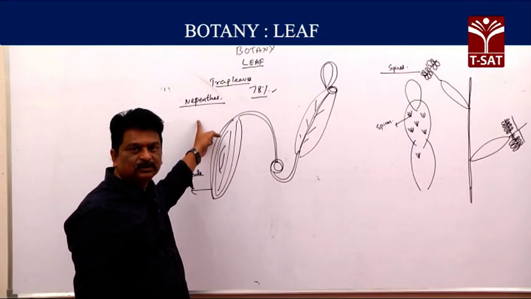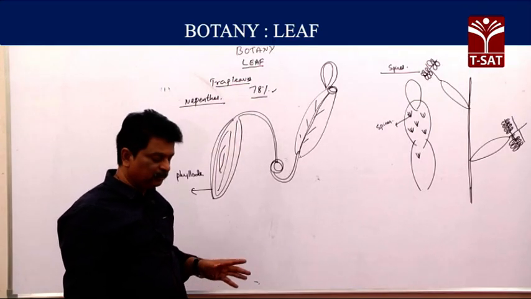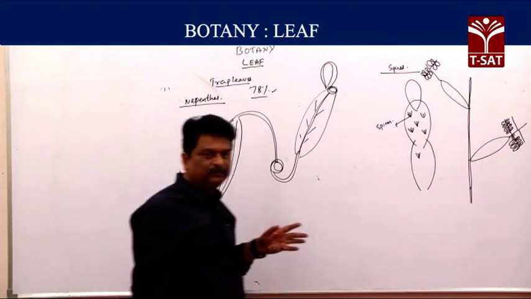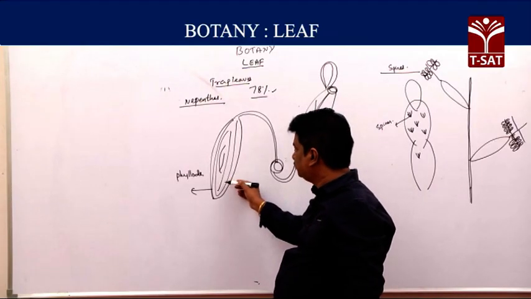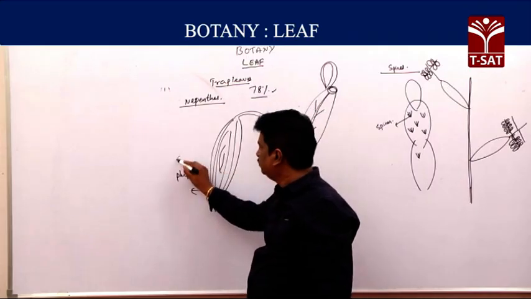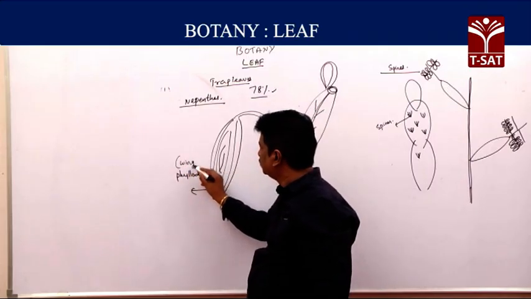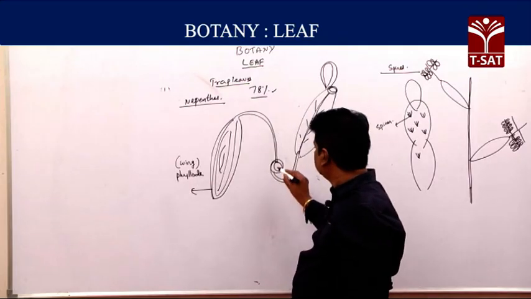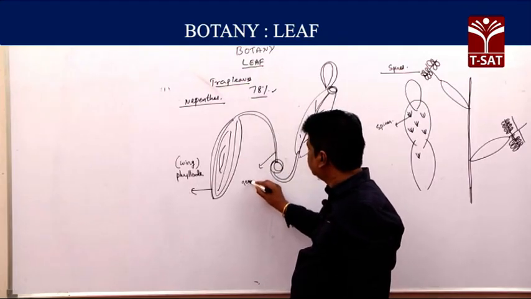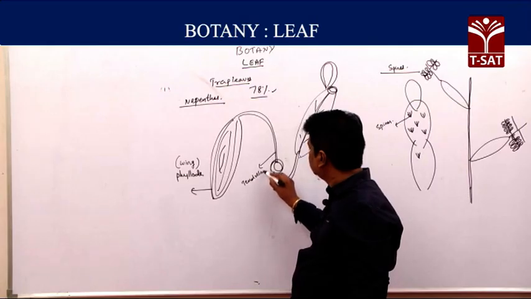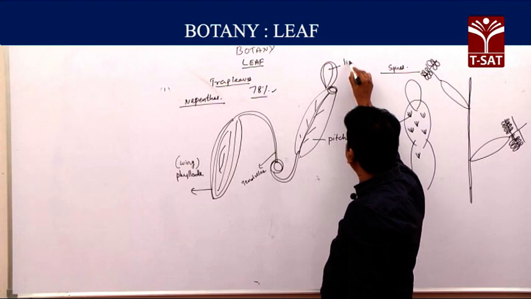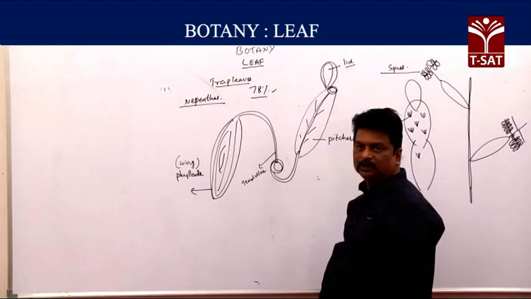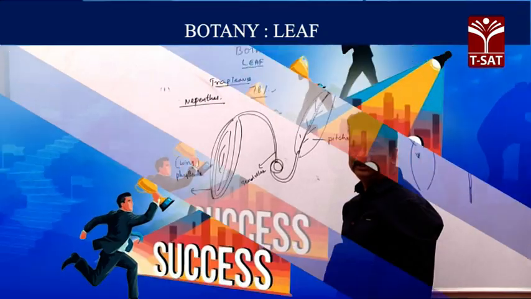Example for trap leaves: Nepenthes. In Nepenthes, all parts of the leaf are modified. The lower part of the petiole is modified into a wing to perform photosynthesis, called a phyllode, and the upper part of the petiole is a tendril, and the leaf lamina is modified into a pitcher, and the leaf apex is modified into an attractive part called the lid.